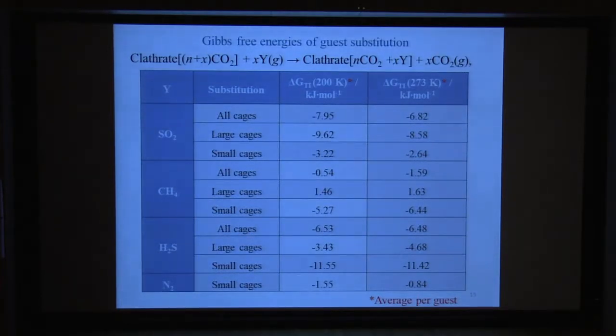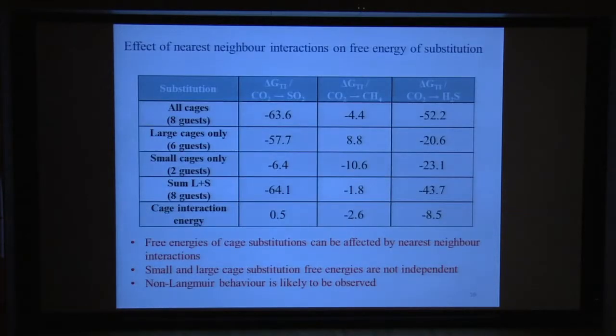Now, why is this important? As we said, because the flue gas has some SO2 and H2S and nitrogen. And also, if we're injecting CO2 into a depleted gas well, there may be some residual methane in the gas well. And so the CO2 hydrate may be exposed to methane as well. And so we see that if that's the case, the CO2 hydrate will still be stable. Maybe only the CO2 in the small cages will be replaced by methane.